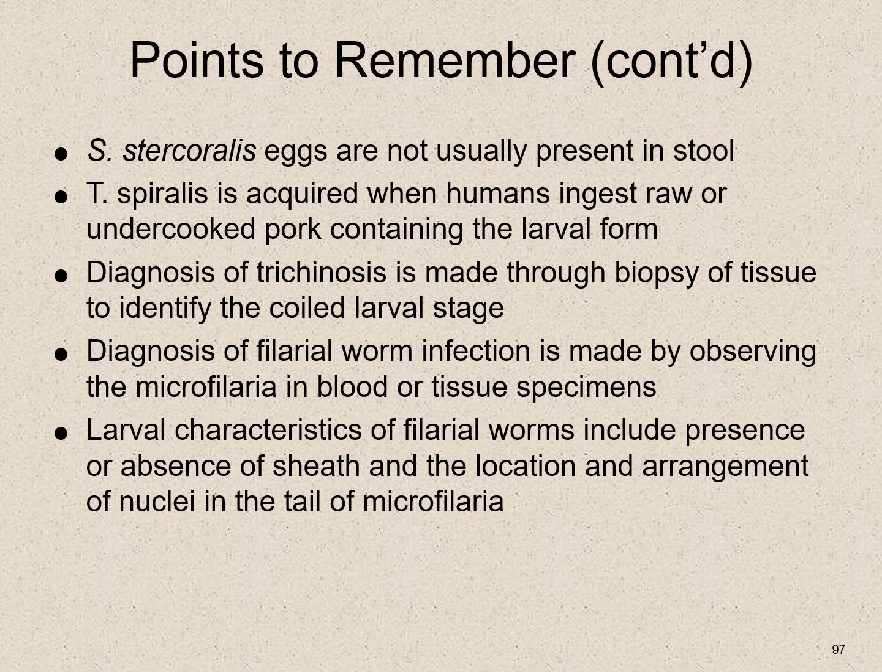Trichinella spiralis is acquired when humans ingest raw or undercooked pork containing the larval form, and diagnosis of trichinosis is made through biopsy of tissue to identify the coiled larva stage. Diagnosis of filarial worm infection is made by observing the microfilariae in blood or tissue specimens. And finally, the larval characteristics of the filarial worms include the presence or absence of the sheath and the location and arrangement of nuclei in the tail of microfilariae. And this is what helps determine and identify the different species.